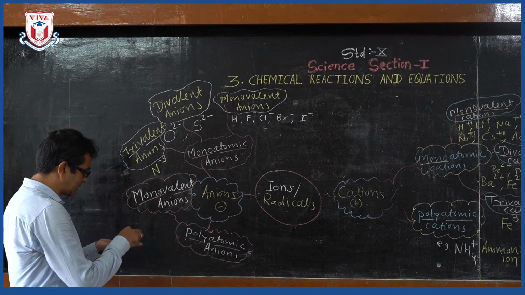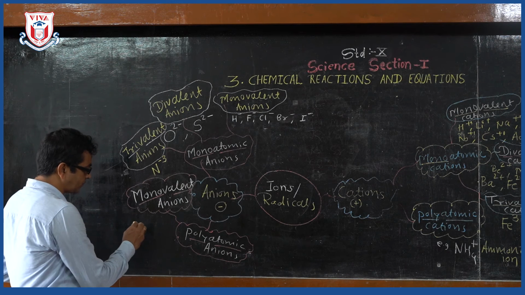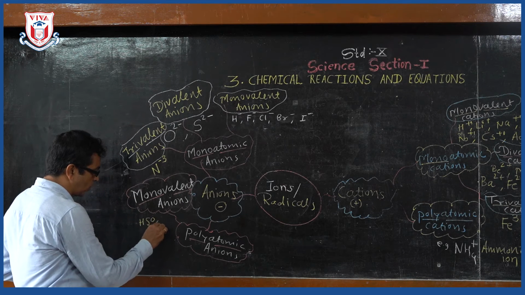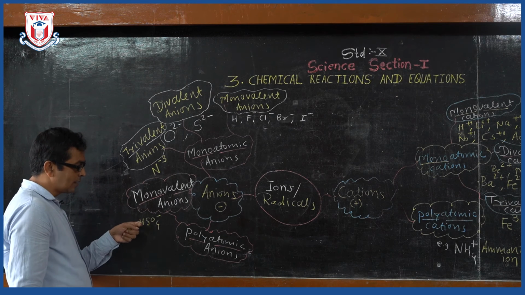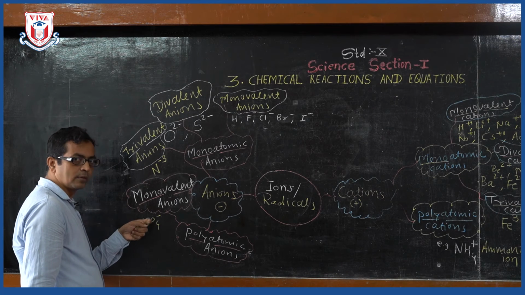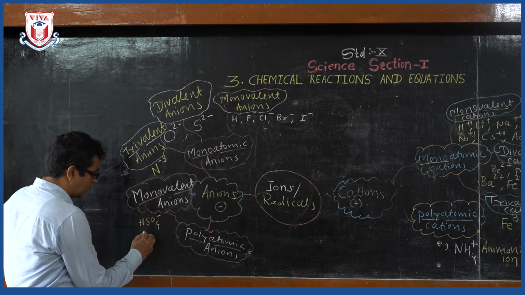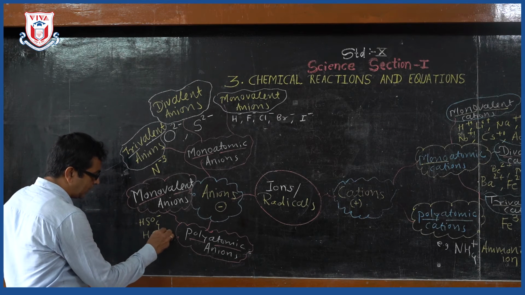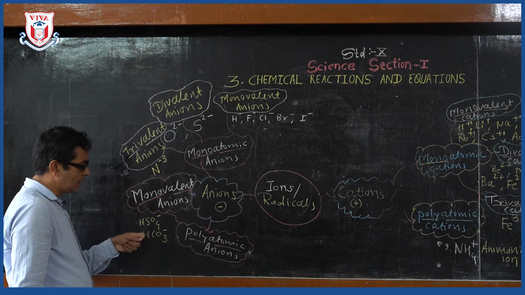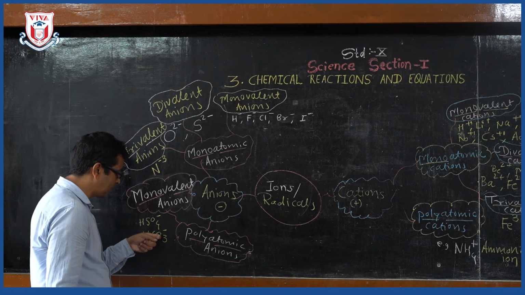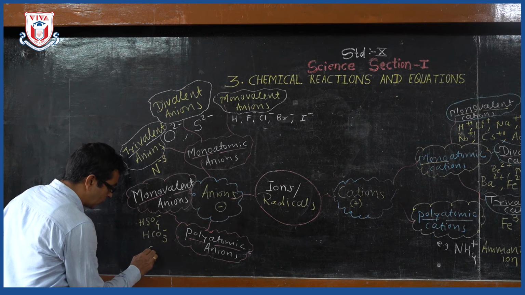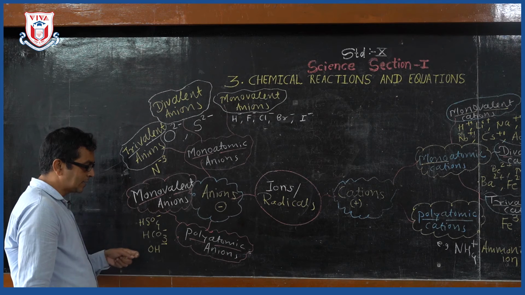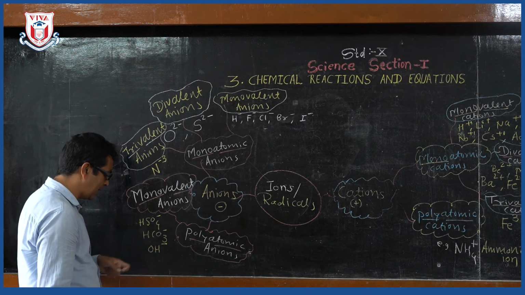So here examples I can write as HSO4 minus, that is hydrogen sulfate. You can write HCO3 minus, that is hydrogen bicarbonate. I can write OH minus, that is hydroxyl ion.